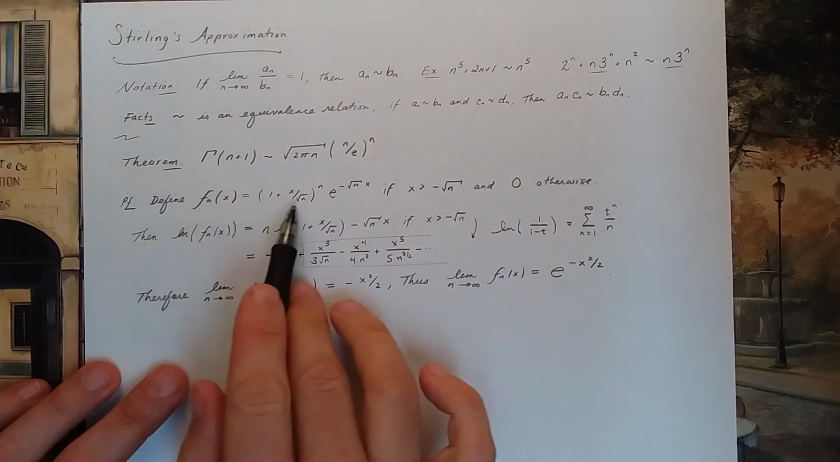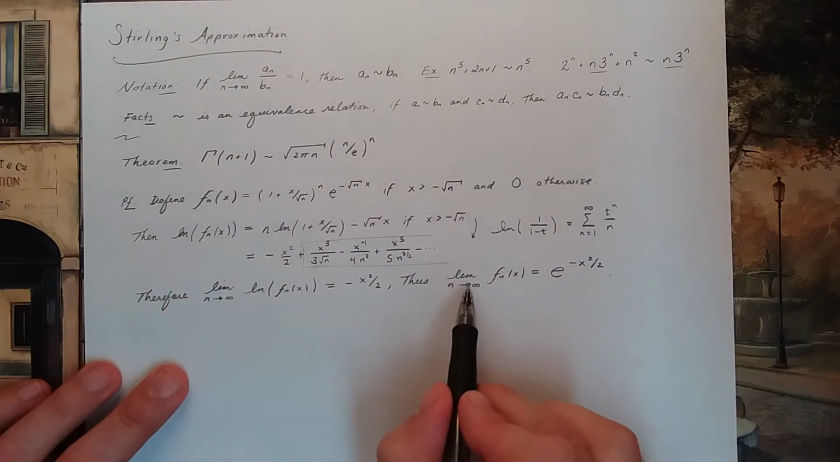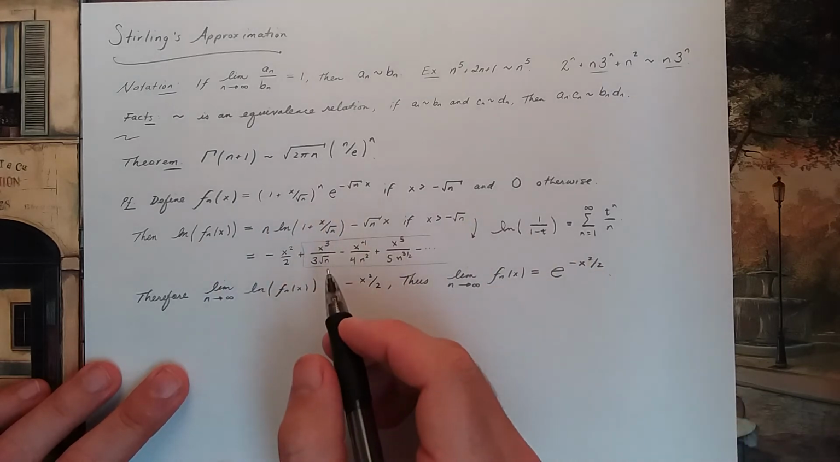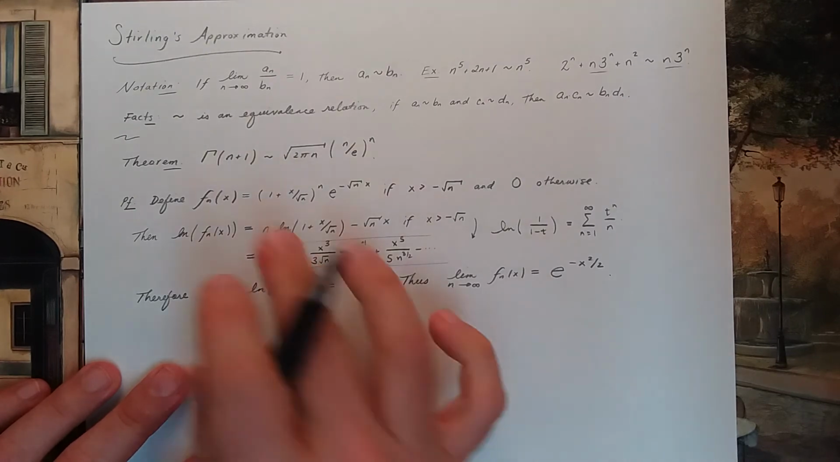Okay, so I've defined this crazy function. I've found that the limit of that function as n goes to infinity is e to the negative x squared over 2. Now I will prove the final result.